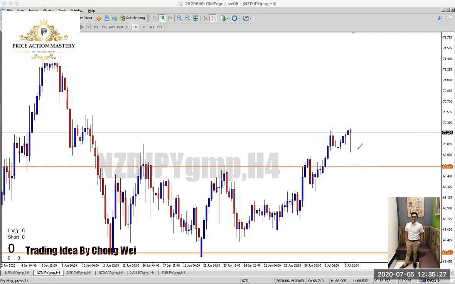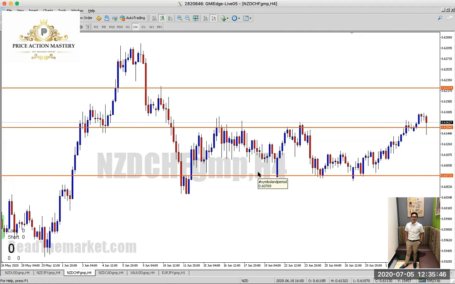Of course, even if the market drops to this level, I would not say it changed trend. It's still in the uptrend. You actually need to understand the market behavior first. At this level, a lot of sellers are waiting. Many sellers are waiting for them to exit.